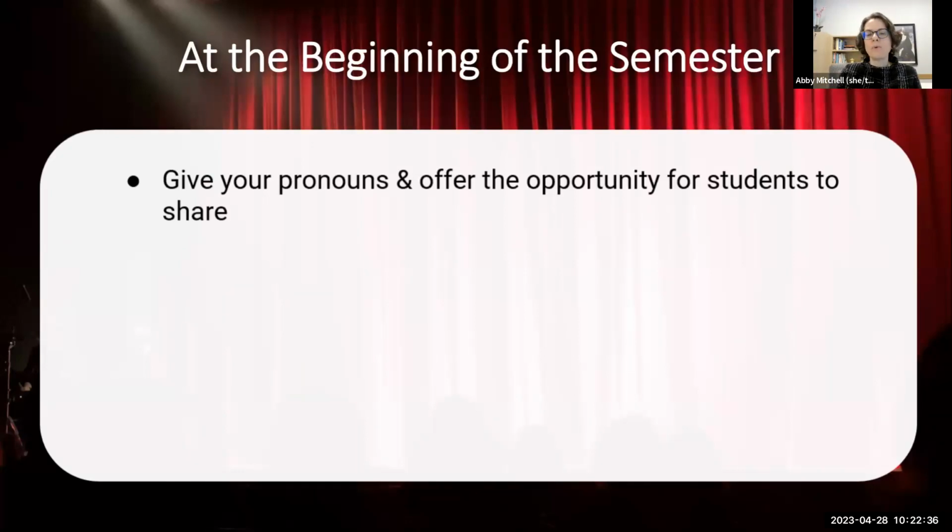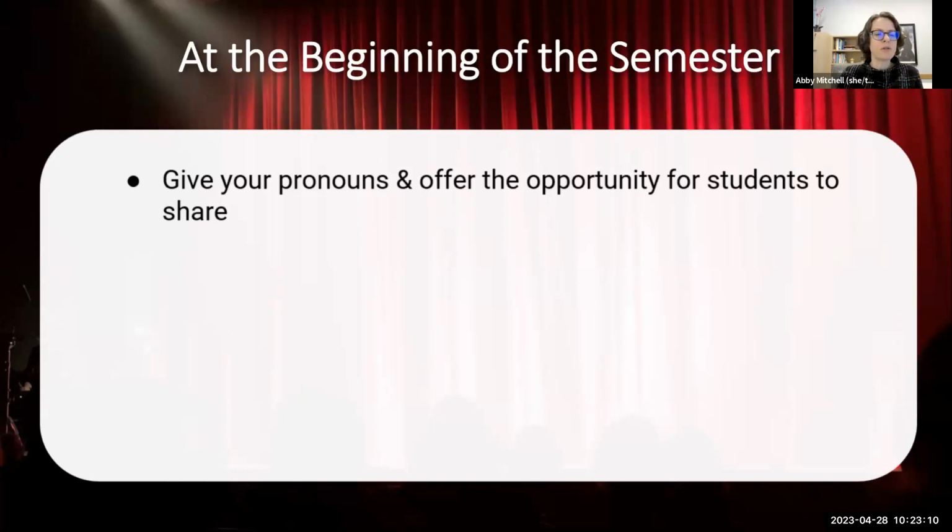It is particularly important for cisgender people to give their pronouns, because if the only people giving their pronouns are trans and non-binary folks, then it really singles them out in some painful ways. Also, offering the opportunity for students to share can be really helpful. I would urge a little bit of caution in how you do this, because you don't want to put students on the spot. You don't want students to feel like they need to be outed, things like that.